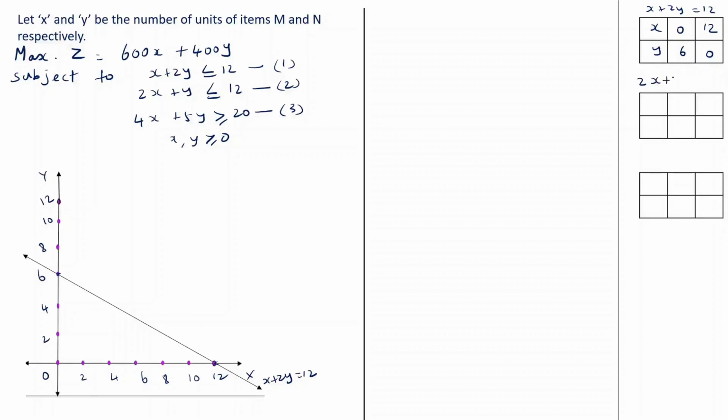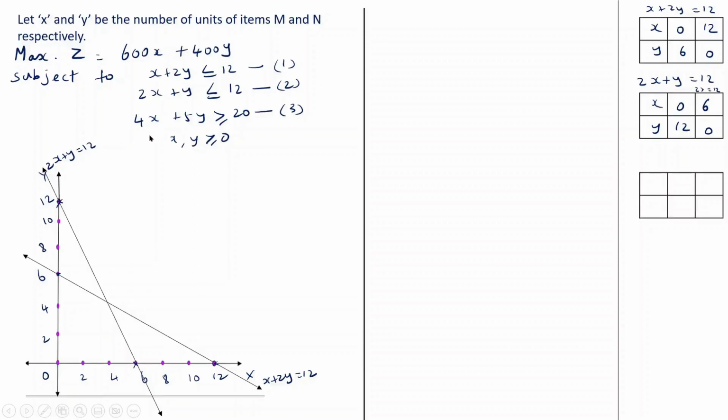Next we have 2x plus y equal to 12. Here when x is 0, y is 12, and when y is 0, 2x is equal to 12, so x is 12 by 2, which is 6. So the first point is 0, 12, it is somewhere here, and the next point is 6, 0 here. If we draw a line joining these 2 points, we will get the line corresponding to 2x plus y equal to 12. This is 2x plus y equal to 12.